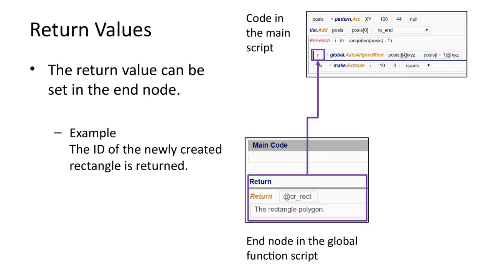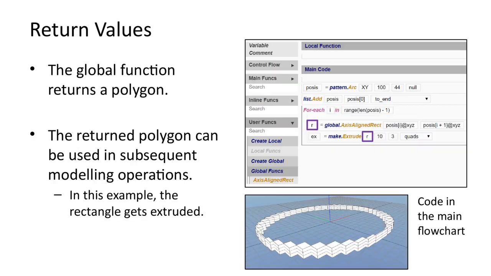In the global function script, the return value can be specified in the end node. In this case, the new rectangle polygon is returned. When the global function is called, the new rectangle will be returned. In the code, we can see the rectangle polygon that is returned is used in the next line of code to create an extrusion.